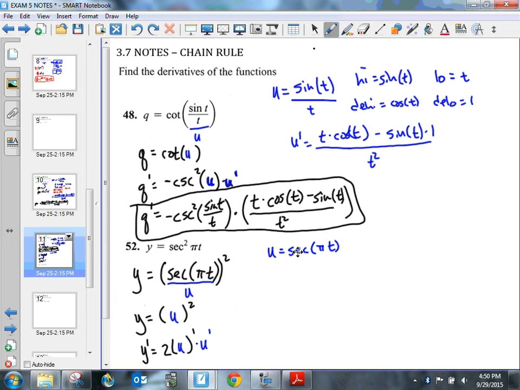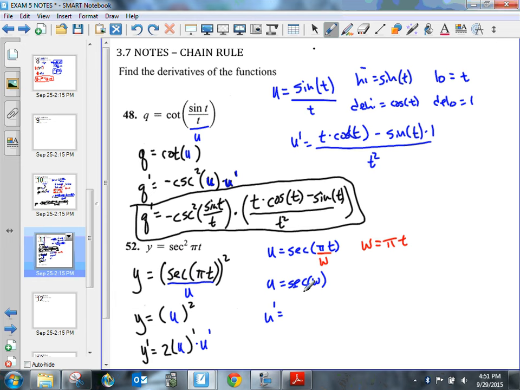Okay, so now I need to find u prime here, but I've got a problem. I have an inside function inside of my secant function, and that's pi times t. So I'm going to do another substitution here. I'm going to do another chain rule. And I'm going to call this w. So w is equal to pi times t. So now I'm going to rewrite my u function. So u is now equal to secant of w. And so now I can find u prime.